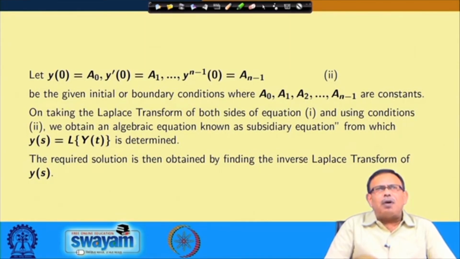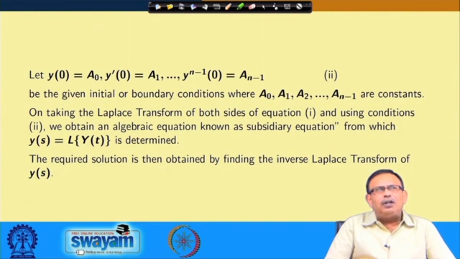I know the Laplace transform of y(n), and I will use the initial or boundary conditions, whatever is supplied to me. Using those conditions, I can always transform my original ordinary differential equation into an equation of the form Laplace transform of y(t) equals some function of s. Then, if I take the inverse Laplace transform, I can find the value of y(t).